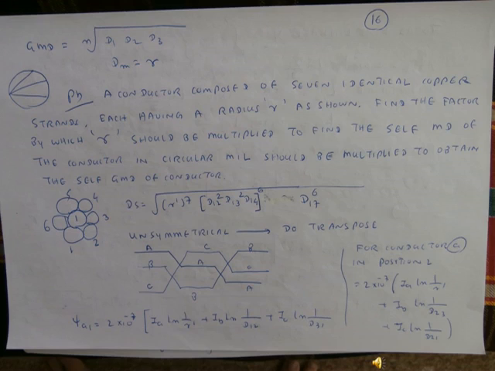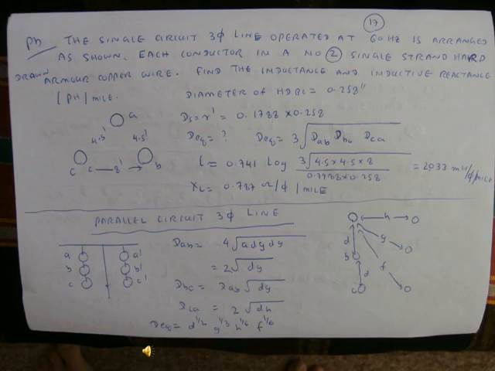Then we solve another problem. A single circuit 3-phase line operated at 60 Hz is arranged as shown. Each conductor is a number 2 single-strand hard-drawn copper wire. Find the inductance and the inductive reactance per phase per mile. In this case, we write the equation. The diameter of the hard-drawn copper conductor is 0.258 inches. I will draw the diagram with conductors A, B, C, and the spacings 8 feet, 4 by 5 feet, 4 by 5 feet.